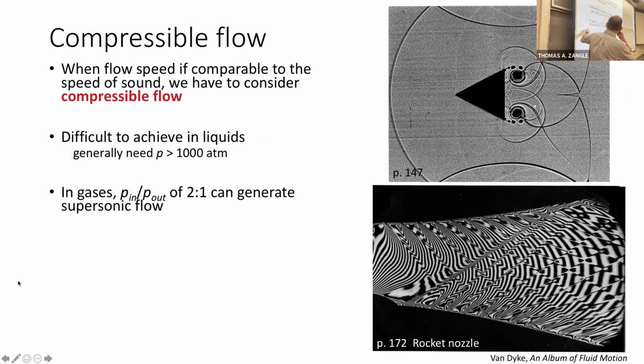But in gases, a pressure ratio of just 2 to 1 from the inlet to the outlet can be enough to cause compressible flow, right? So this is very achievable, right? So for venting to atmospheric, right, we're talking about like 30 psi, right? So basically what's in your car tires can be sufficient to drive a supersonic flow.